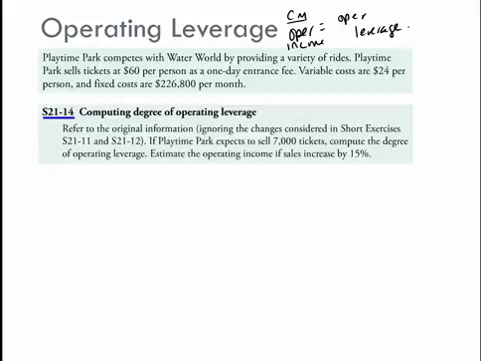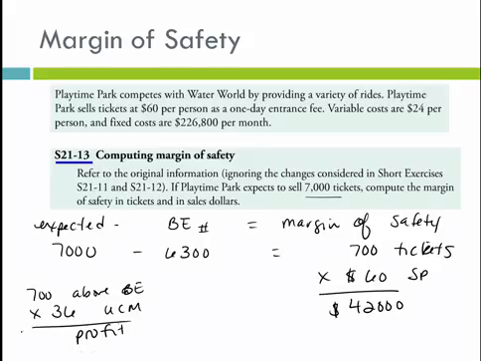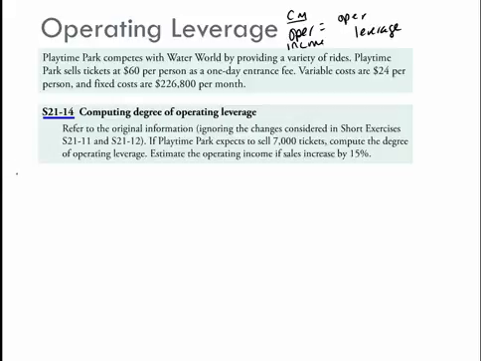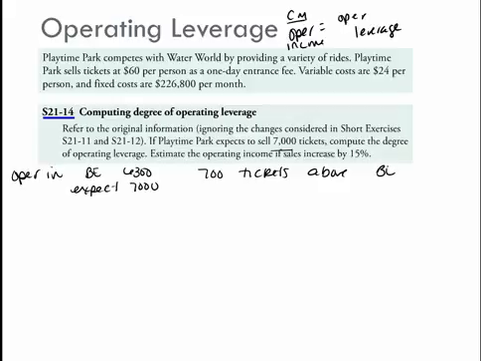So for their profit, oh, there we go, that's what I had. It's 25,200. I knew I had that figured out somewhere. So that's our shortcut here. The first thing we need is their operating income. You could figure out total sales revenue at 7,000 tickets and total variable costs at 7,000 tickets. Or you could say break even is 6,300 tickets and their expected sales are 7,000 tickets. So they are 700 tickets above break even. Each one of those 700 tickets, fixed costs are already covered, so those are contributing straight towards your operating income.